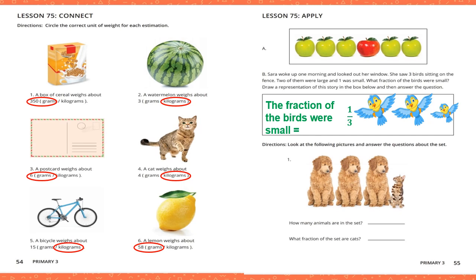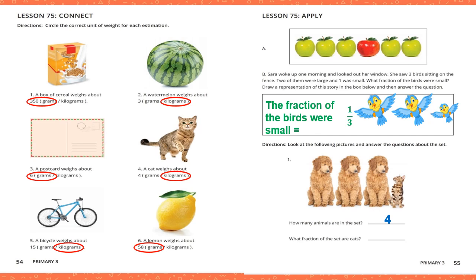Now let's look at the following pictures and answer the questions about the set. How many animals are in the set? We have here how many animals? 1, 2, 3, 4. We have 4 animals in this set. 3 dogs and 1 cat.